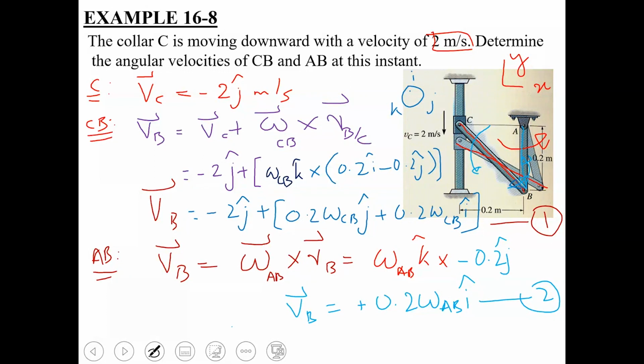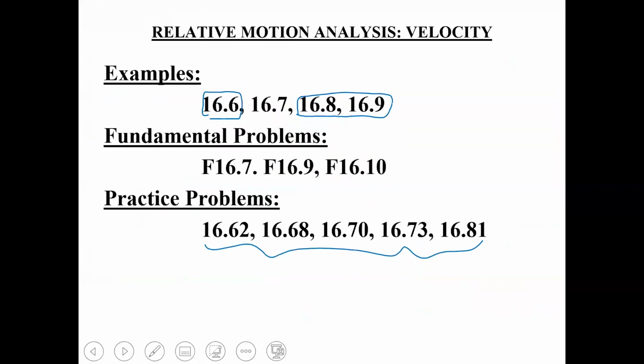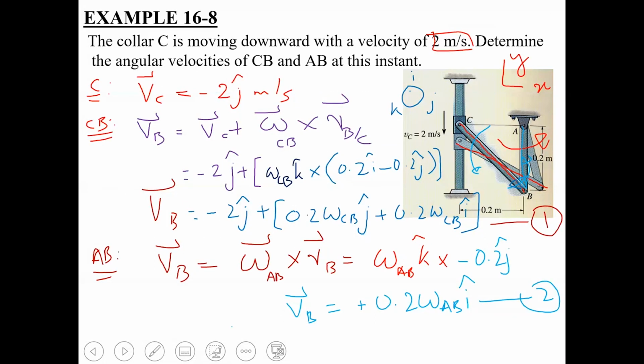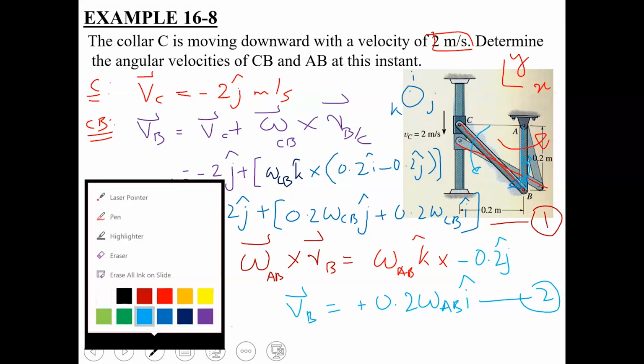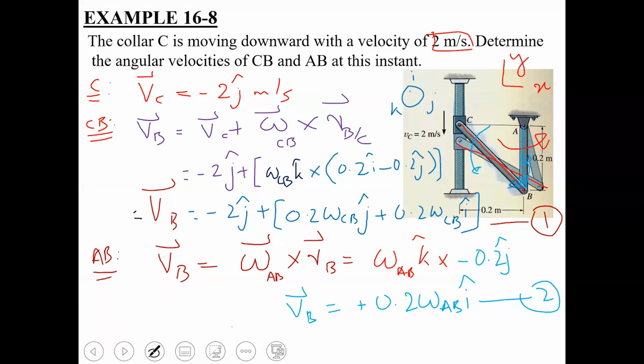Yes, sir. So equation 1 में मैं equation 2 से VB की वैल्यू अगर निकाल के डालूं, so that value would become 0.2 omega AB i. ठीक है? Okay, so now it is a vector equation. So what does this vector equation represent? It represents the individual i and j coefficients on both sides of the equation should be equal to each other.